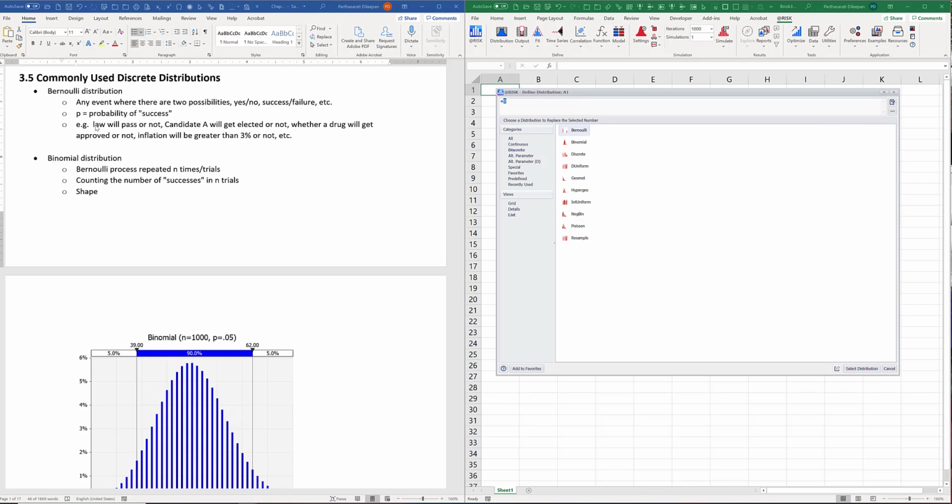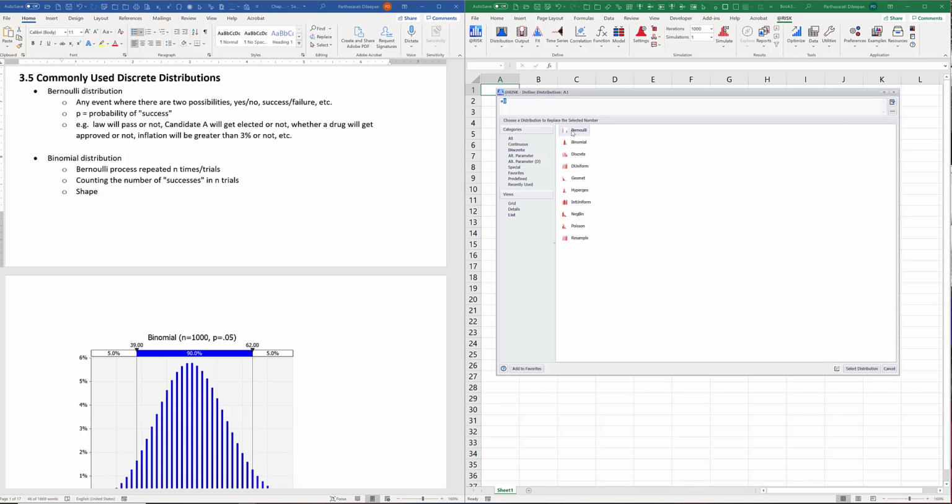Examples: whether a law will pass or not, whether a candidate will get elected or not, whether a drug will get approved or not, whether inflation will be greater than 3% or not, or whether a product inspected will pass inspection or not. All of these are examples of an event with two possible outcomes, and the probability of success is defined as p.